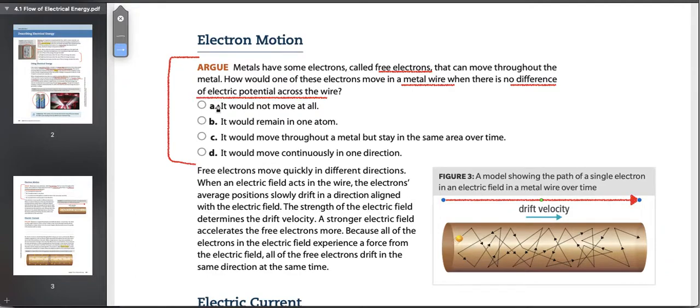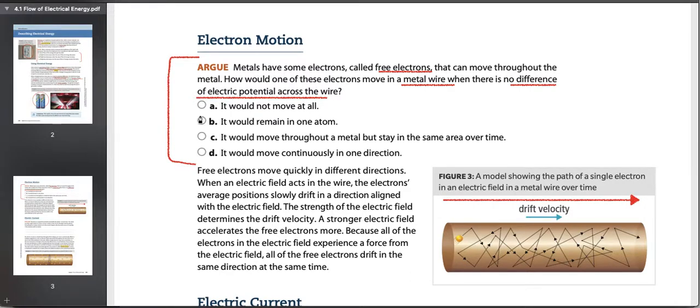So the choices are A, it would not move at all. Remember, there's no difference in electric potential across the wire. It would not move at all, so it would just stay in one place. B, it would remain in one atom, so maybe it moves, but only inside of just one atom. Or C, it would move throughout a metal, but stay in the same area over time. Or D, it would move continuously in one direction.